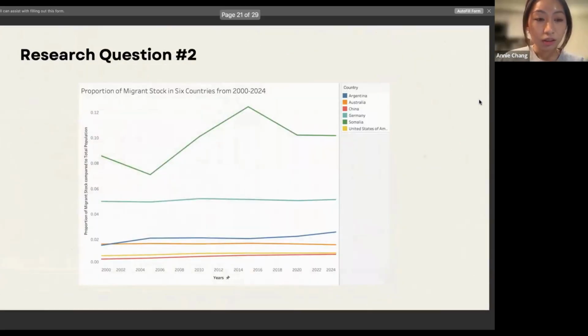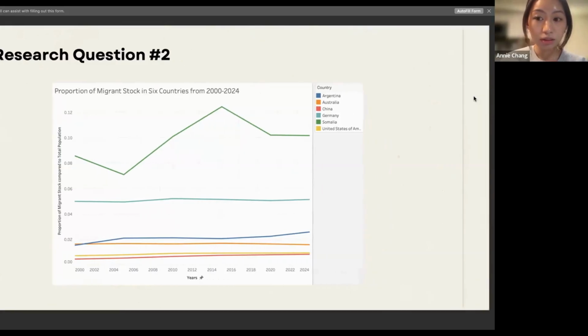We have the line chart we showed earlier of the migrant stock over time. Based on this chart, we can tell that Somalia shows the largest overall increase, which aligns with the long-term conflict, drought, and environmental pressures. Argentina and the US show a small but steady increase across the years. And lastly, China and Australia remain low and relatively flat, showing that their migration patterns are not strongly tied to their disaster levels.